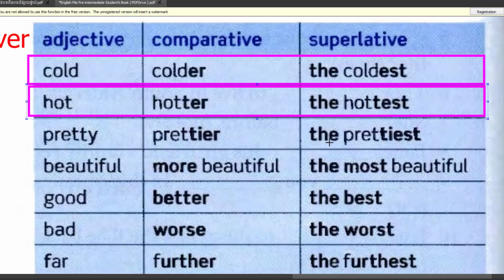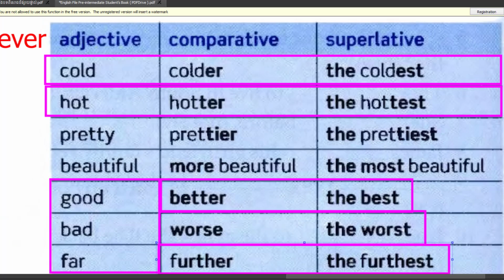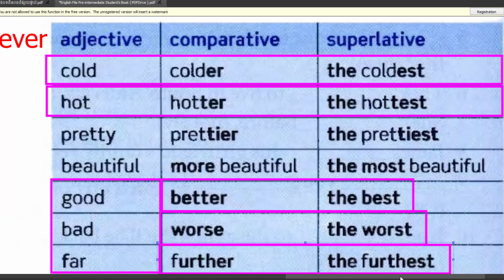An irregular adjective like good, like bad, like far, they change themselves to different forms. Good changes to better and the best. Bad changes to worse and the worst. And far, further, and the furthest. Okay, any difficult points in this form?